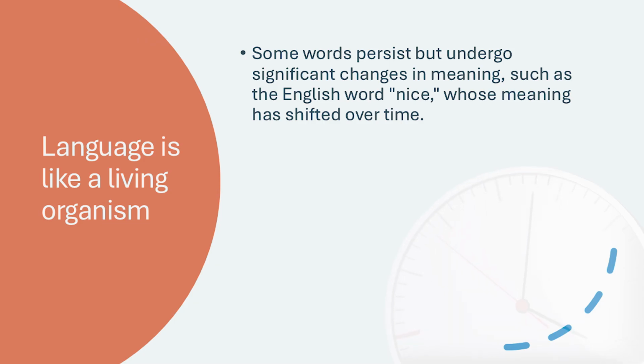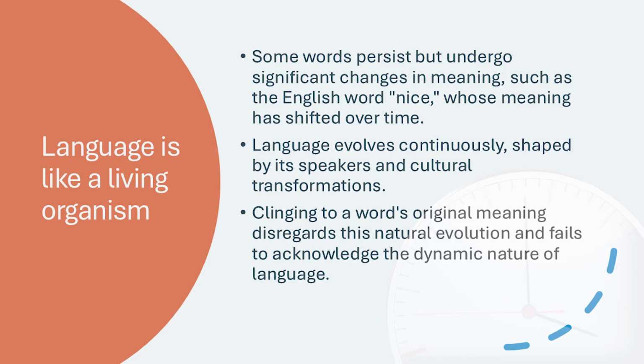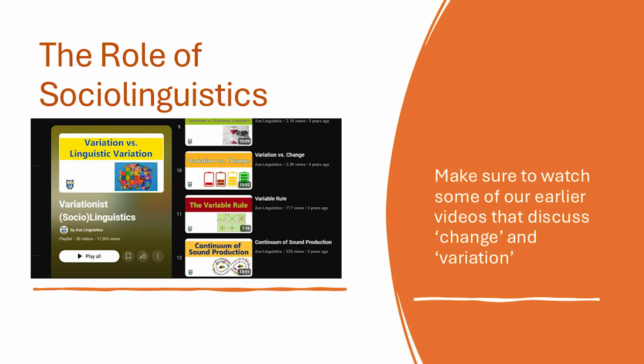I just gave you an example of a word in English, the word nice, and how its meaning has changed through history. Language is constantly evolving. It's shaped by its speakers and by cultural changes. Sticking to a word's original meaning ignores the natural evolution of language, and it fails to account for language change. On this channel, we have done a bunch of videos about language change and variation, which I strongly recommend you go back and watch. Language change is actually a technical term, and it has a specific meaning, and so is language variation.